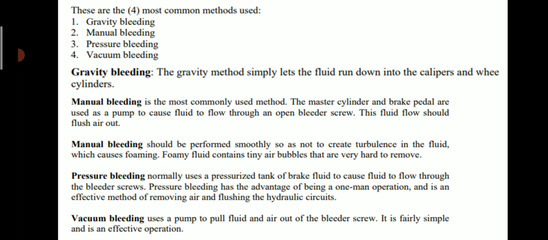Pressure bleeding normally uses a pressurized tank of brake fluid to cause fluid to flow through the bleeder screws. Pressure bleeding has the advantage of being a one-man operation and is an effective method of removing air and flushing the hydraulic circuits. Vacuum bleeding uses a pump to pull fluid and air out of the bleeder screw. It is fairly simple and is an effective operation.